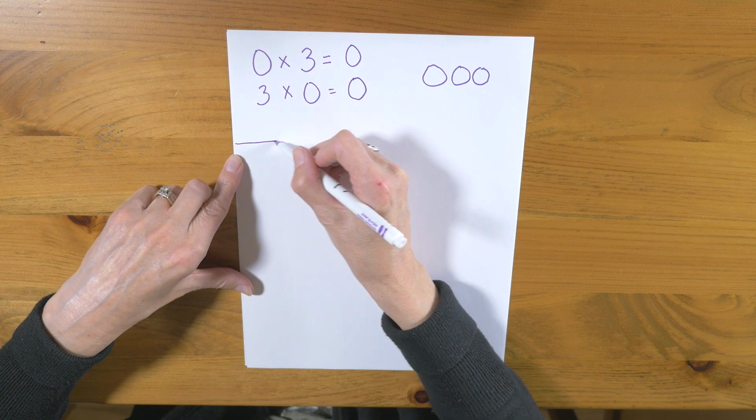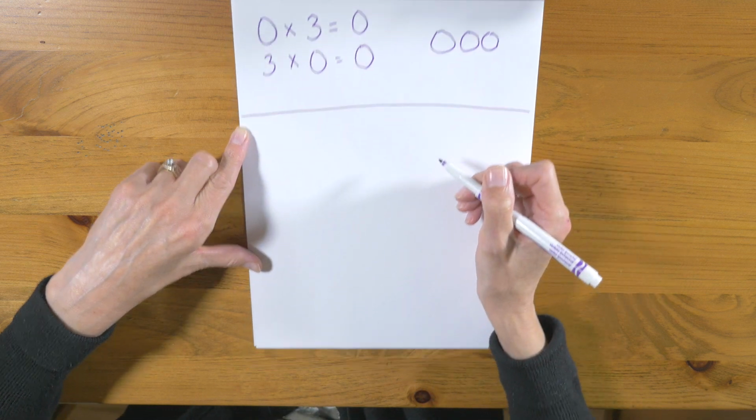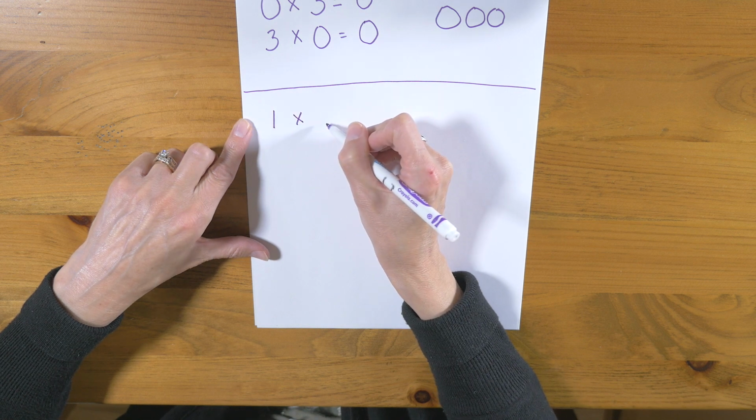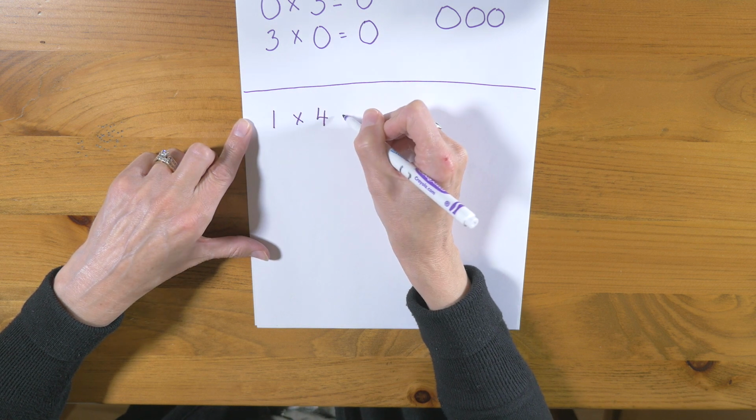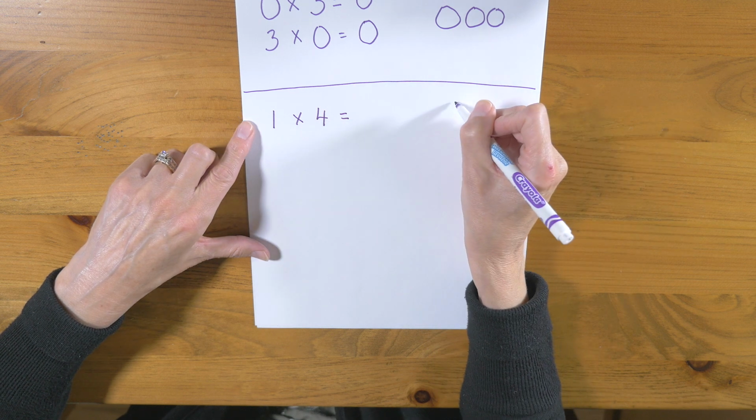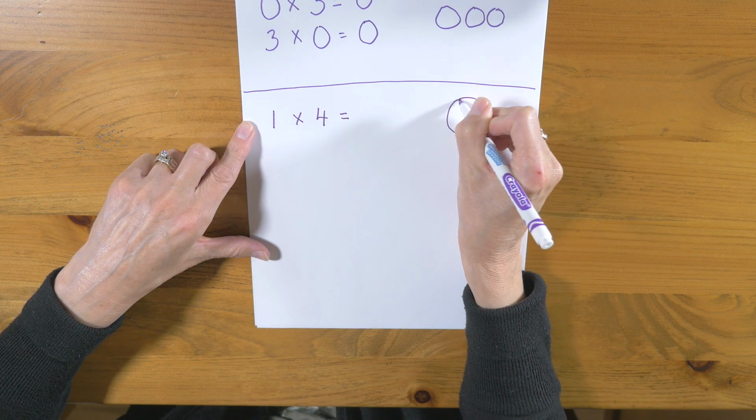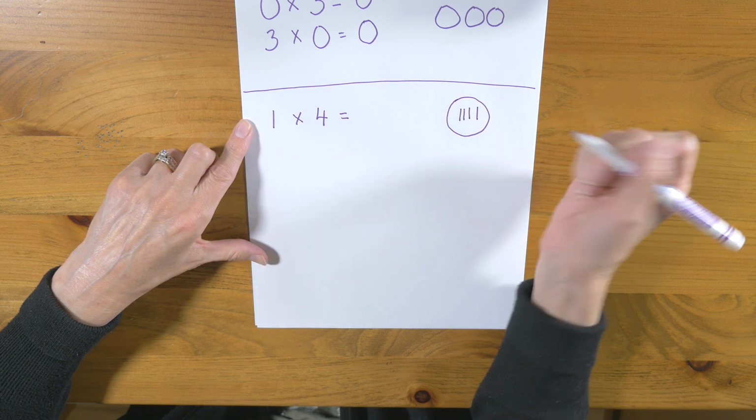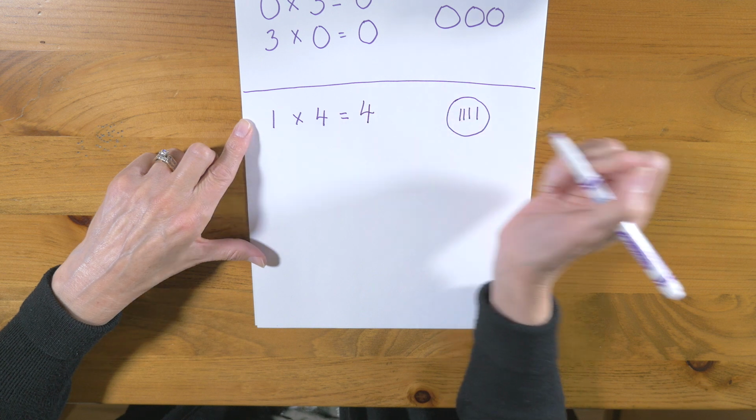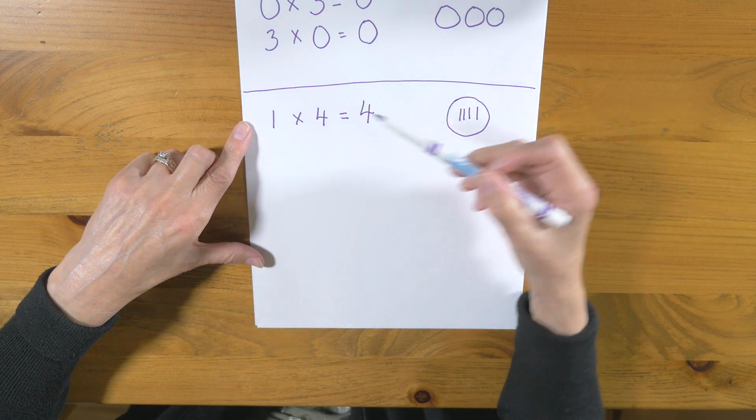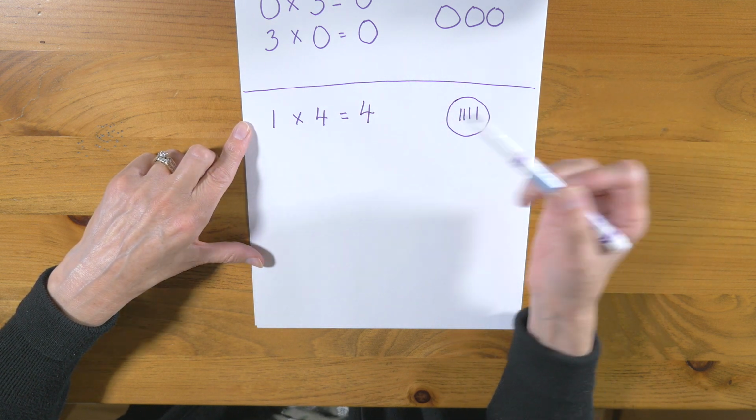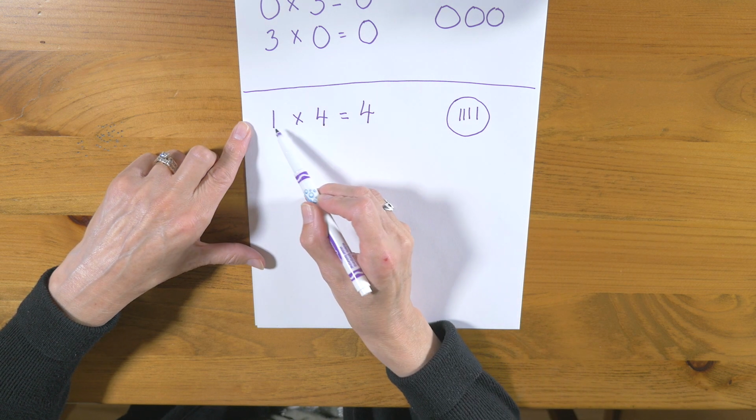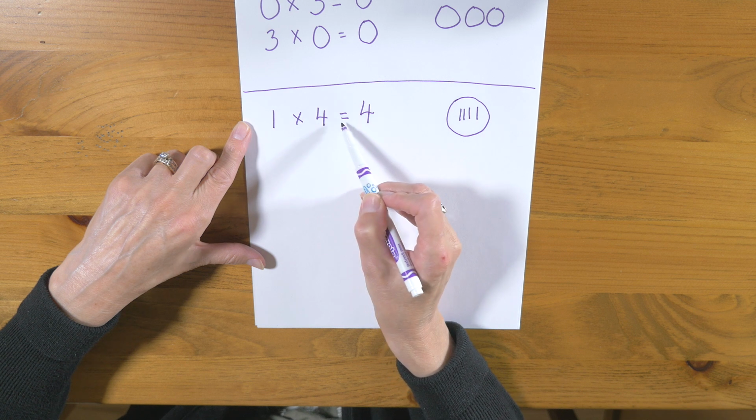Let's look at the rule for times 1. 1 times something, let's use 4, equals. So if I have one group and I put 4 in it, my answer is 4. So what you need to remember with the 1 times table rule is your answer is always going to be the other number to 1. So 1 times 4 is 4.